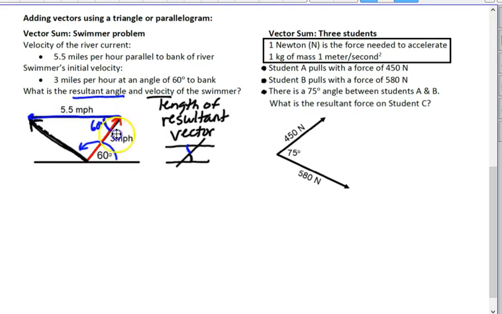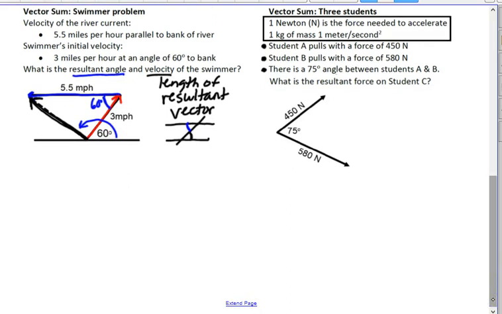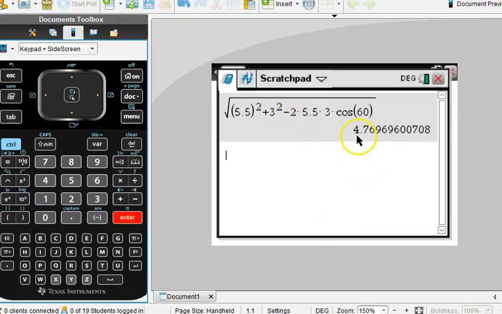So this gives me a side angle side triangle, and now I can use law of cosines to find the length, and I'm going to call this R for resultant. I want to find the length of the resultant. So I'm going to say R squared is equal to 5.5 squared plus 3 squared minus 2 times 5.5 times 3 times cosine of 60. We've done this kind of problem many times before. I'm going to find R by putting all that in my calculator and taking the square root of it. Notice when I do that, I get approximately 4.77 miles per hour.